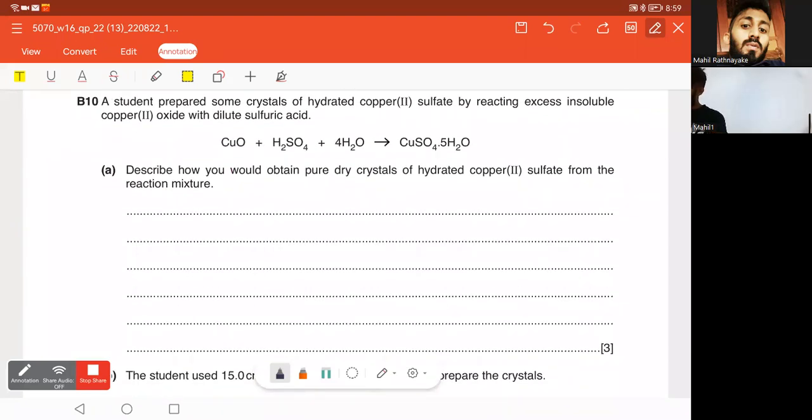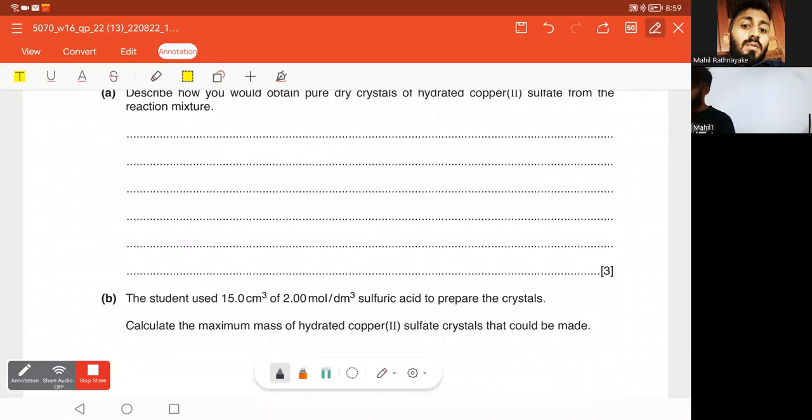Describe how you would obtain pure crystals of hydrated copper(II) sulfate from the reaction mixture. First, you have to filter to remove the excess insoluble copper(II) oxide. Filter, 1 mark. Then heat the solution until the crystallization point or saturation point occurs. Then dry the crystals between two filter papers.